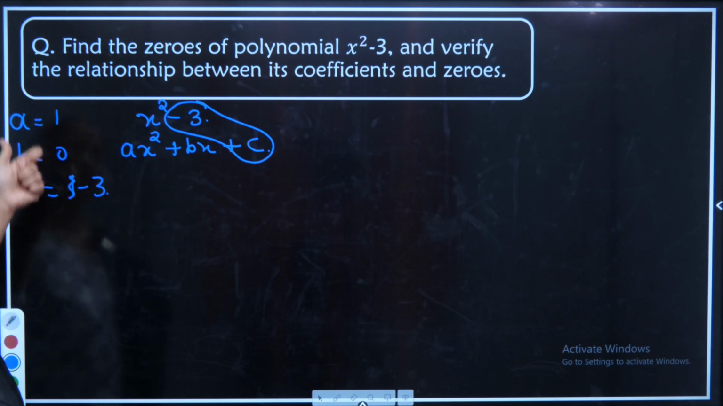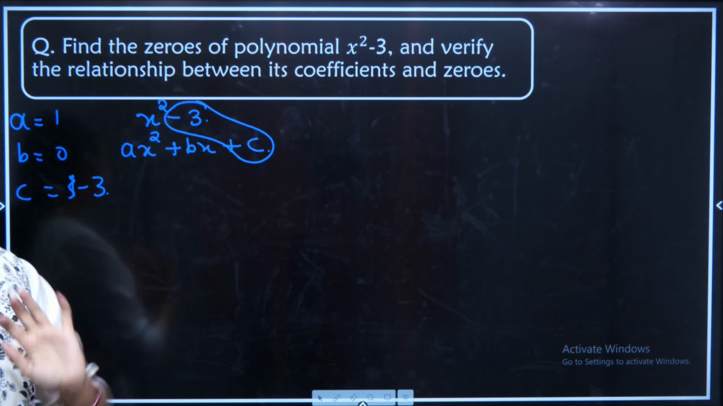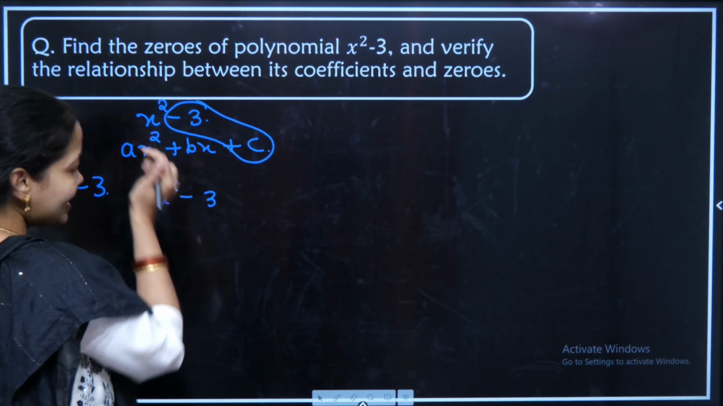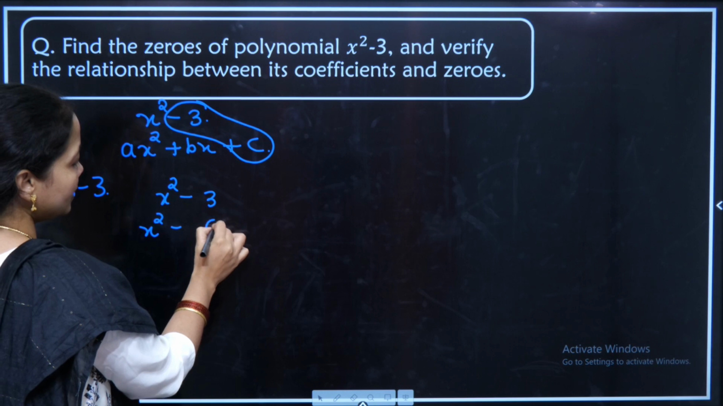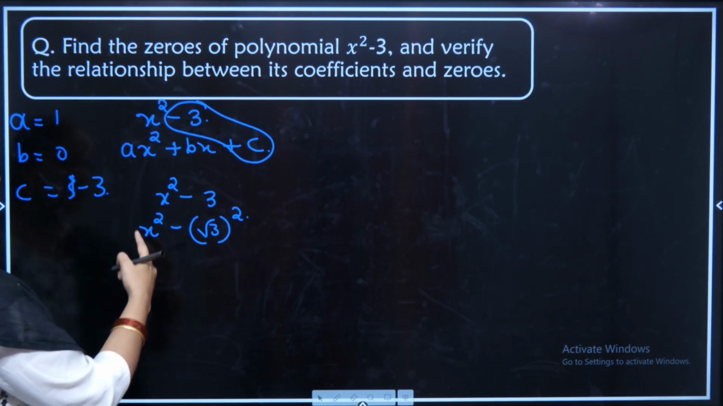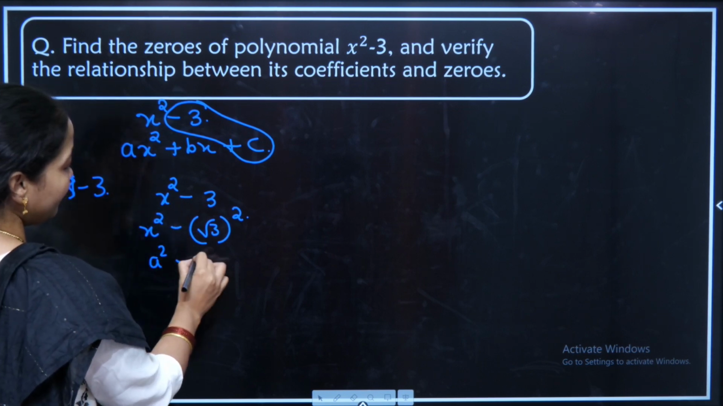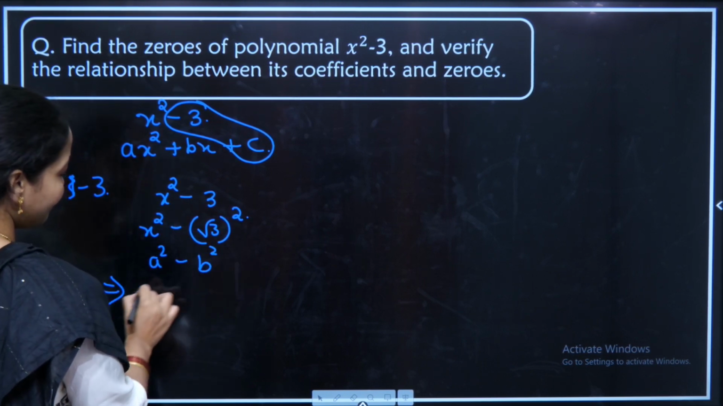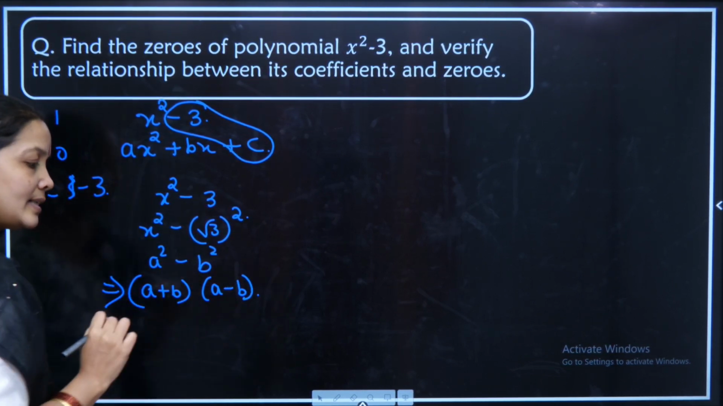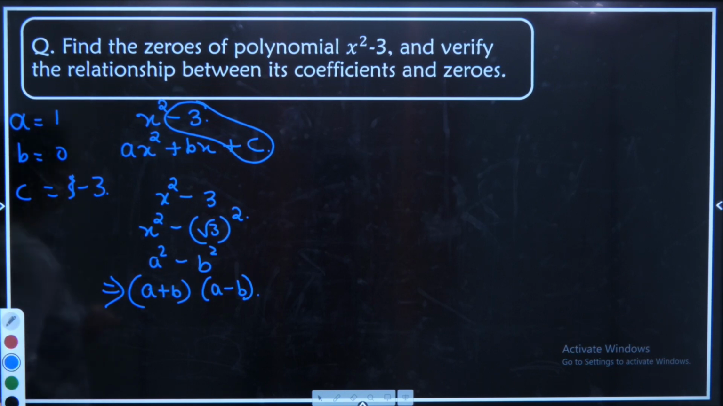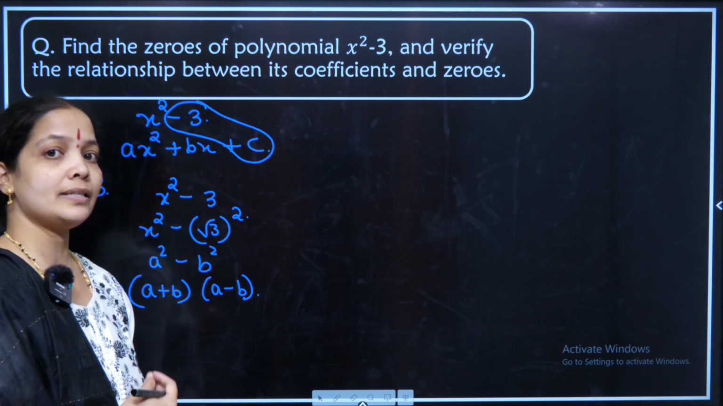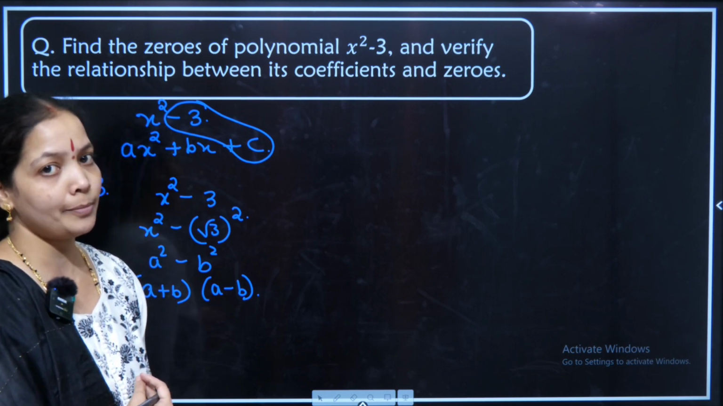Now I have to find the roots as well as verify them. Whenever an equation is given as x square minus 3, I can easily represent it as x square minus root 3 the whole square. What is root 3 the whole square? That is 3. This is of the form a square minus b square, which is expanded as a plus b into a minus b. It is not necessary that every time we split the middle term to find the zeros. We can even apply certain identities, or take certain things common.